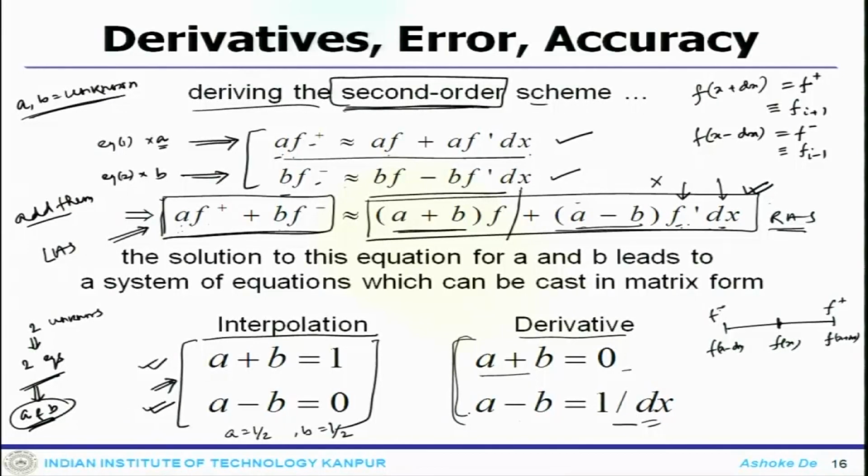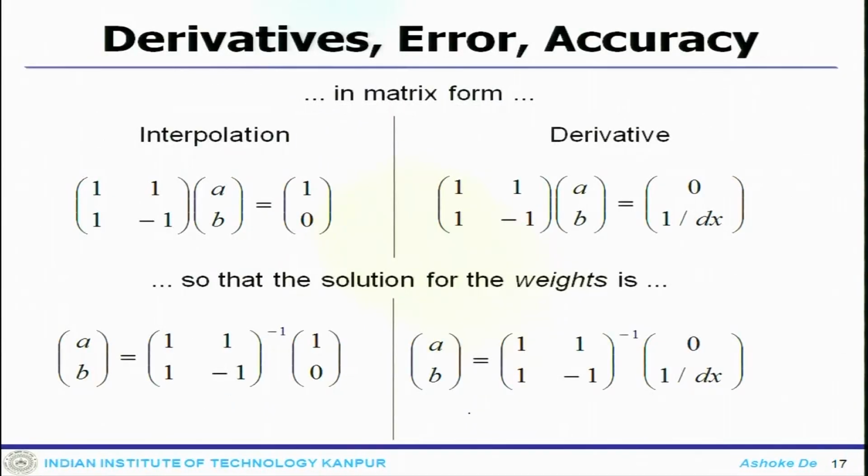Now, from here if you solve, you get the weights. Now, if you write in a matrix form for the interpolation where only I am interested, the equations that I had in the interpolation, A plus B equals to 1 and A minus B equals to 0. So, I write 1 1, 1 minus 1, A B, 1 0. So, this is the matrix. If you solve, you get the system. So, theoretically A should be half and B should be half.